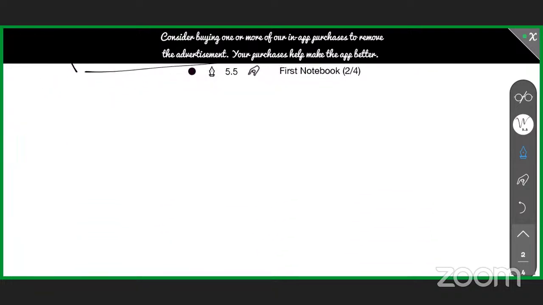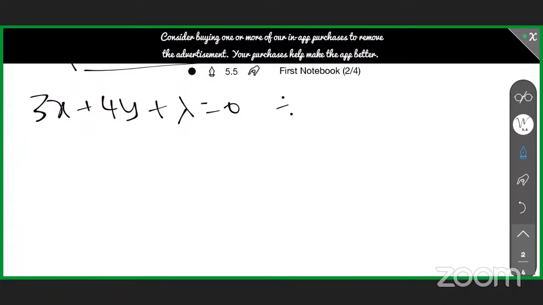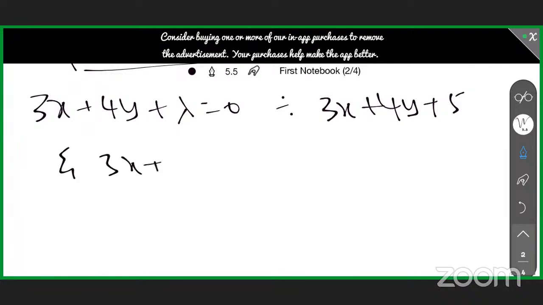The line 3x plus 4y plus lambda is equal to 0 divides the distance between the lines 3x plus 4y plus 5 and 3x plus 4y minus 5 is equal to 0 in the ratio 3:7. Find the value of lambda.